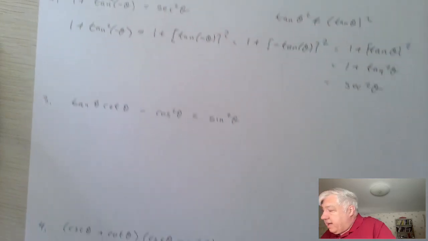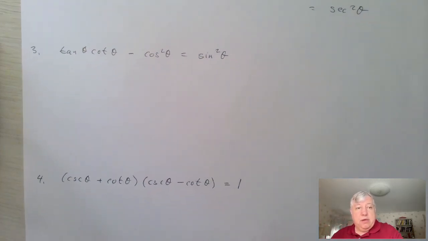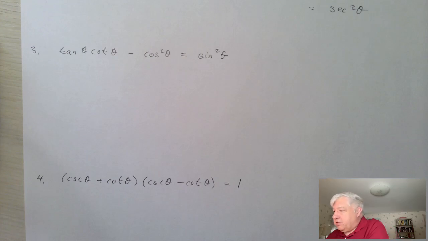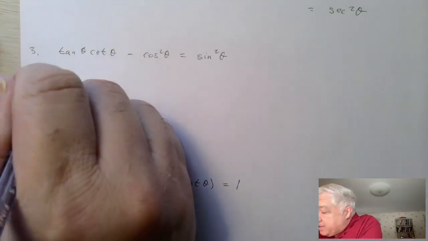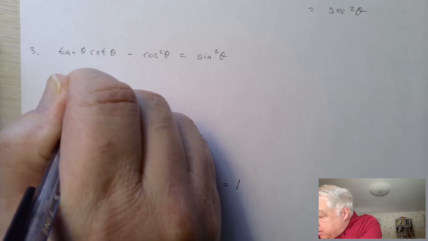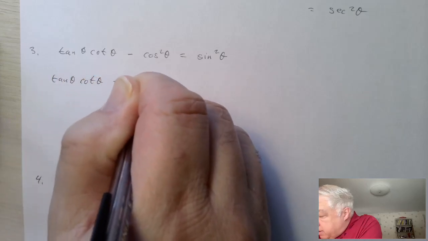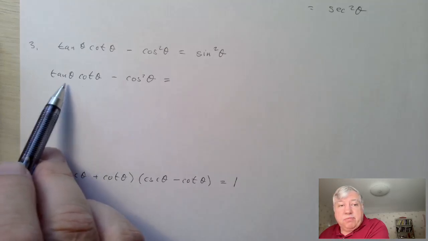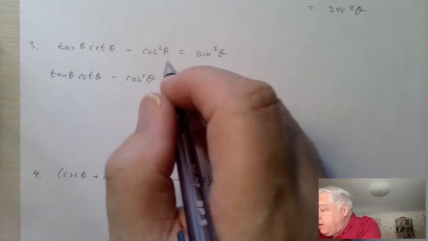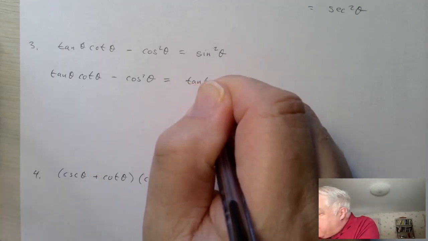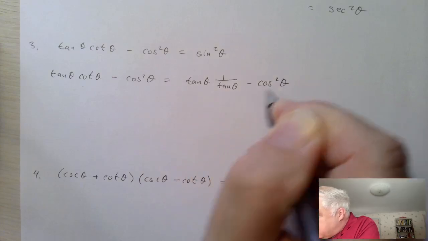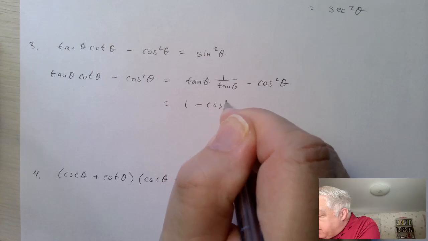Okay, let's look at number 3. Tangent of theta, cotangent of theta minus cosine squared theta equals sine squared theta. All right, so let's do this. We'll start with the left-hand side again. Now, tangent and cotangent are reciprocals of each other, so we know this should be equal to 1. And if you're not sure, we can just include this step. This is 1 over tangent theta. So this will be 1 minus cosine squared of theta.